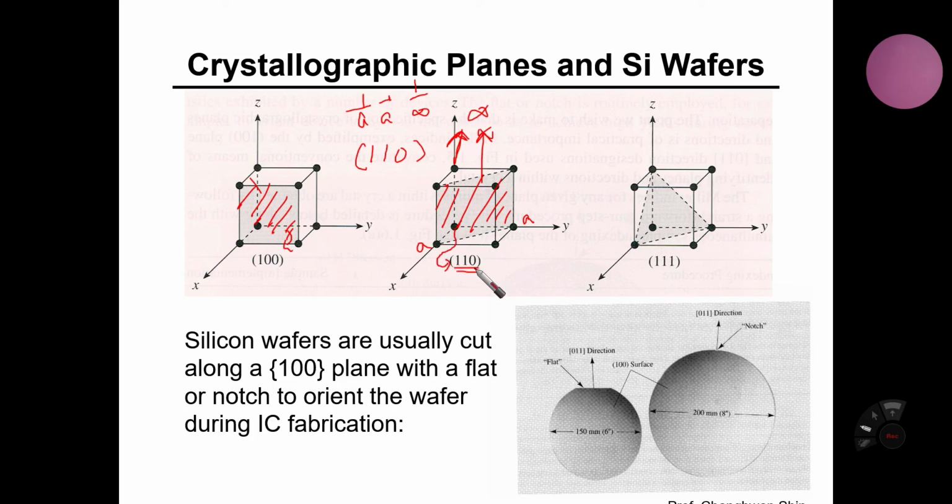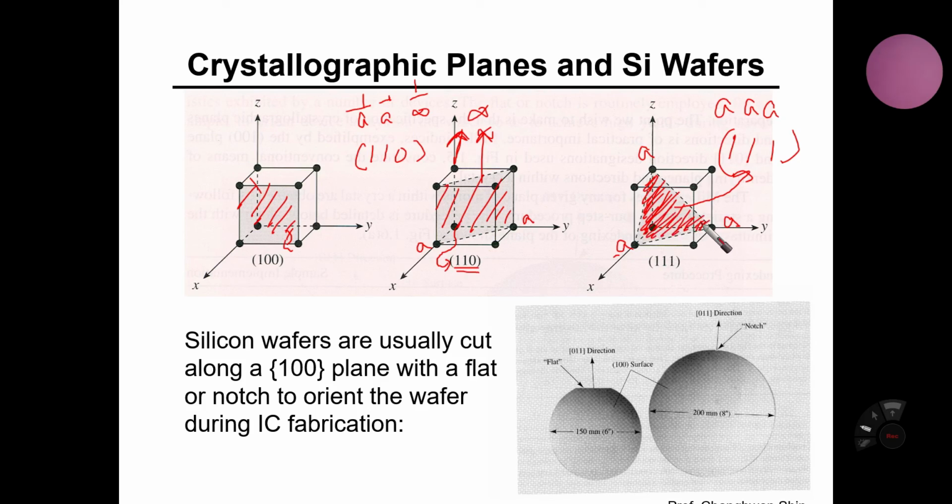Okay, let's do the last one. What is the plane number? X-intercept A, Y-intercept A, Z-intercept A. So take the smallest integers, so 1, 1, 1, with small parentheses. That's it. Now you can tell your friend, take a look at the 111 plane. Then your friend can take a look at this plane.